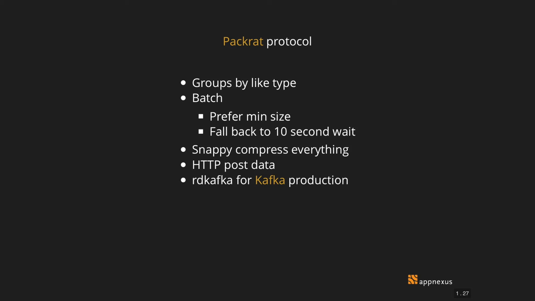So PackRat does a couple things that are nifty that you might care about if you have to shuffle a lot of data around. It groups by like type, so you will never write a buffer where we intermingle an impression and a win notification or an impression and a bid row into the same buffer. It doesn't work like that. We prefer a minimum size when we send. It's 128K per buffer. That's what we prefer to send.